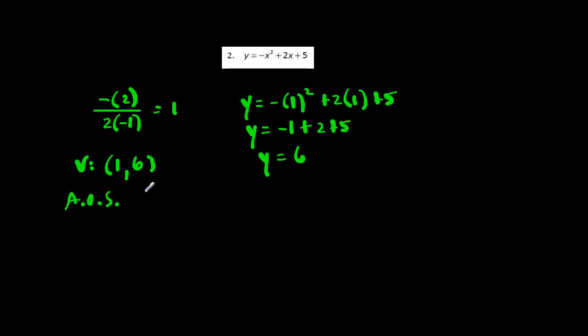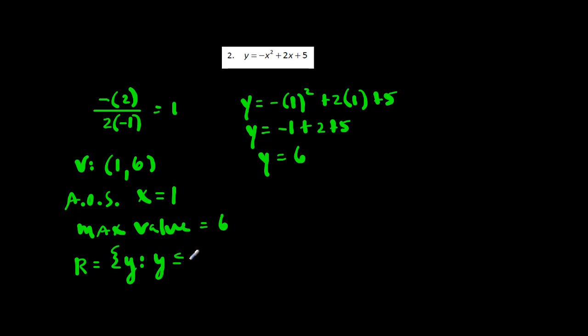Axis of symmetry, x equals the x-coordinate. The max-min value, it's opening down, so it's going to have a max value of 6. And its range is going to be the set of all y's such that y is less than or equal to 6. It's less than or equal because it opens down.